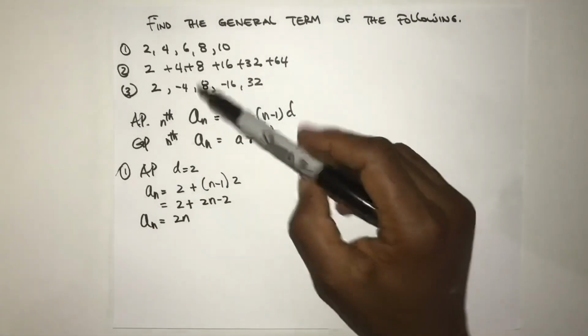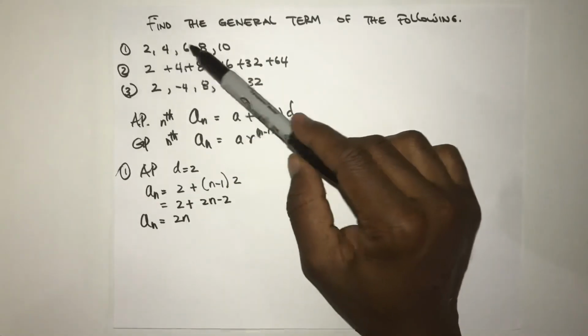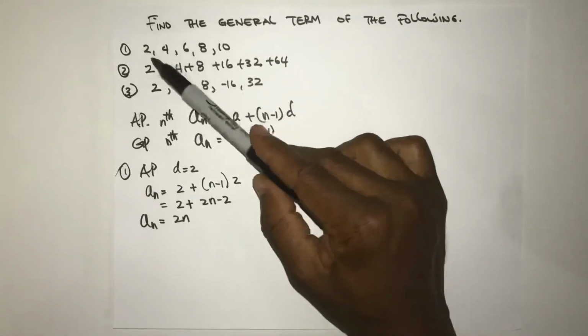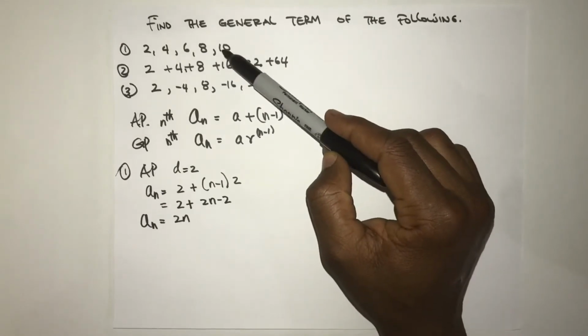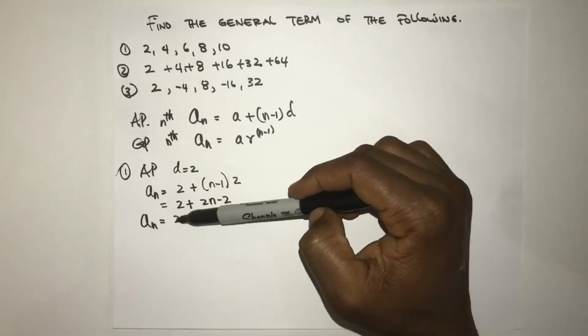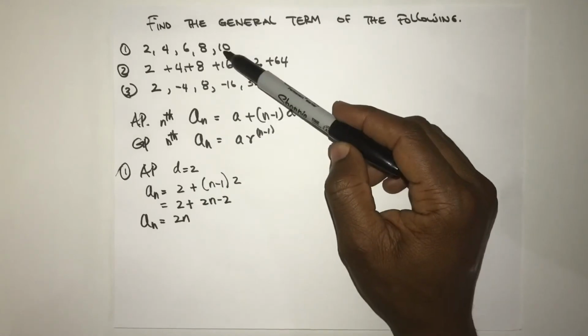Now, if we take n as just the position of the term and put it into this formula, we should get any of these numbers. For example, 10 is the fifth term. So if we say 2 times 5, then we indeed get 10.